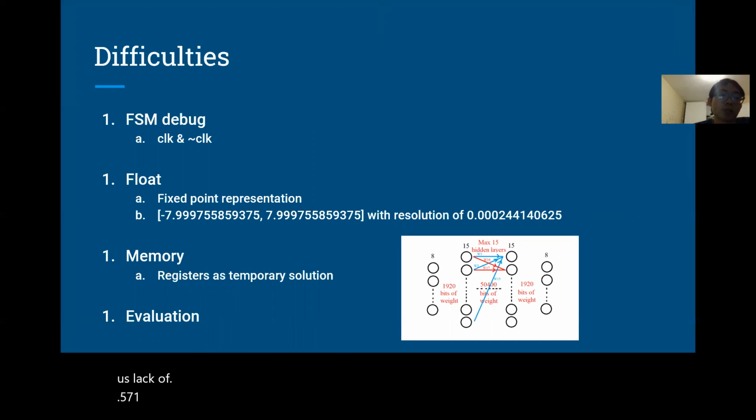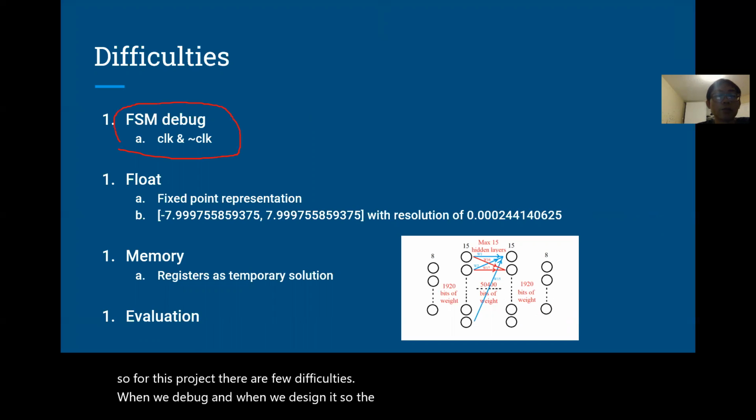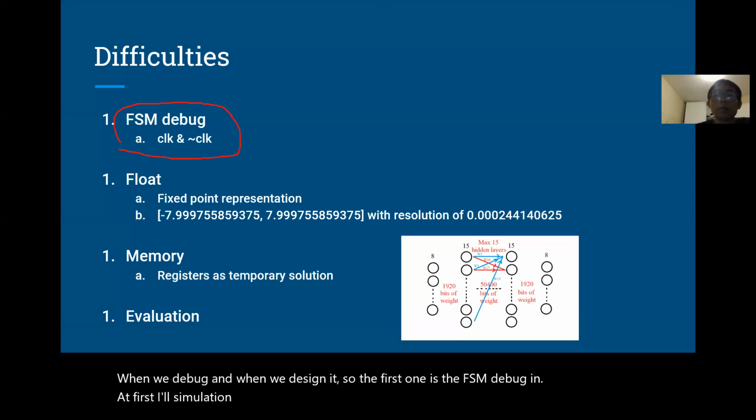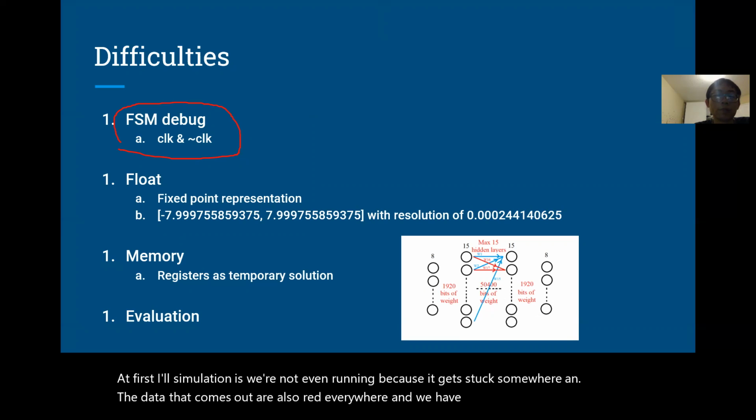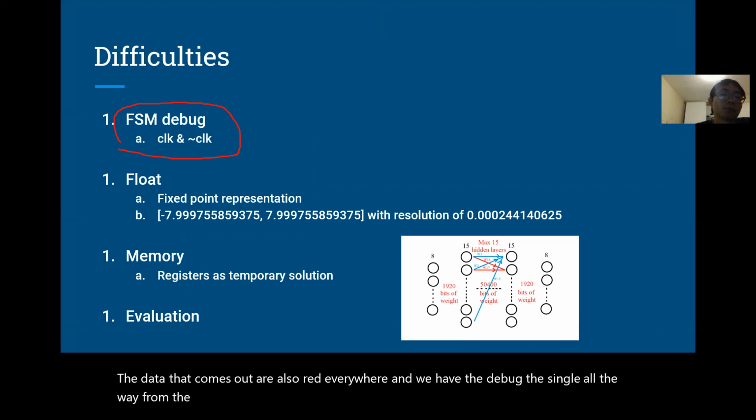So for this project, there are a few difficulties when we debug and when we design it. The first one is the FSM debugging. At first, our simulations were not even running because it gets stuck somewhere, and the data that comes out is also red everywhere, and we have to debug the signal all the way from the output back to the input.